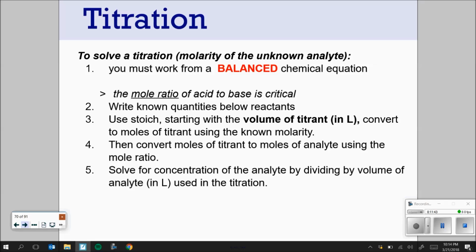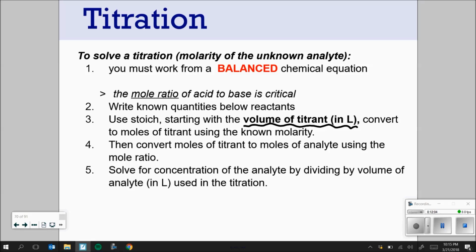To solve a titration equation, you're going to have to work from a balanced chemical equation, so that doesn't go away. And you're also going to have to use your mole ratio of acid to base. Again, stoichiometry. You're going to write your known quantities of the reactants, and then you're going to use stoich. And you're always going to start with the volume of your titrant in liters. This is going to make more sense once we actually do a problem.